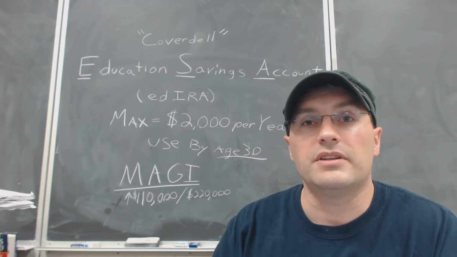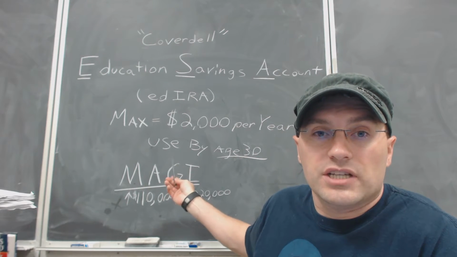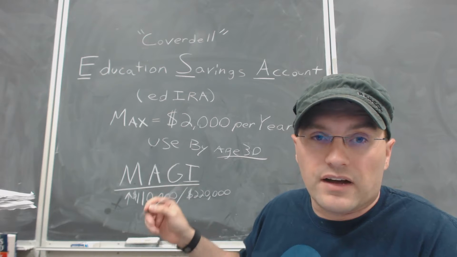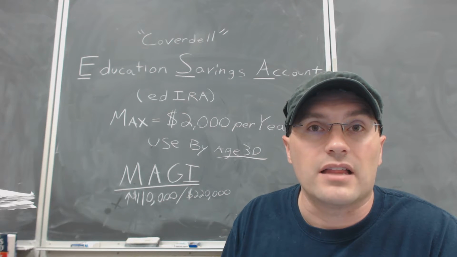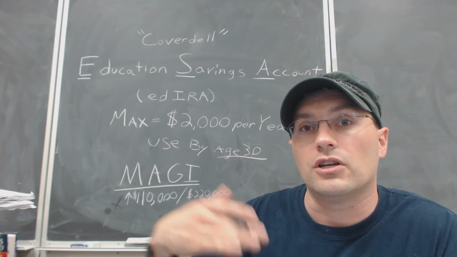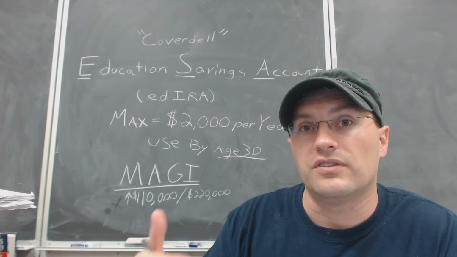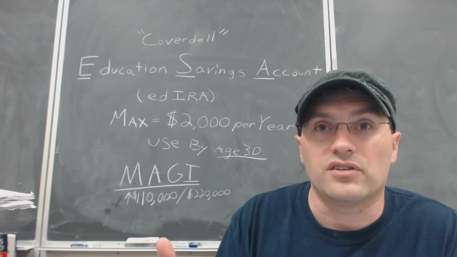Now, there's some limitations here. If you see on the board here, MAGI, what that basically stands for is Modified Adjusted Gross Income. So if you make more than $110,000 a year, the modified adjusted gross income will reduce the amount that you can contribute to the ESA account. So instead of putting $2,000 aside, you're only going to be able to probably put $1,000 aside.